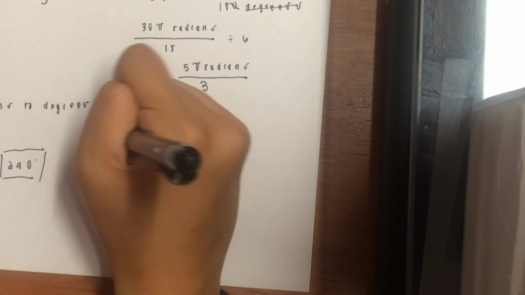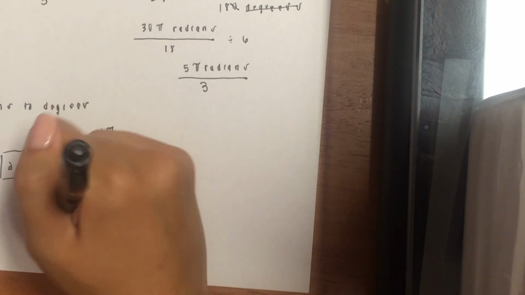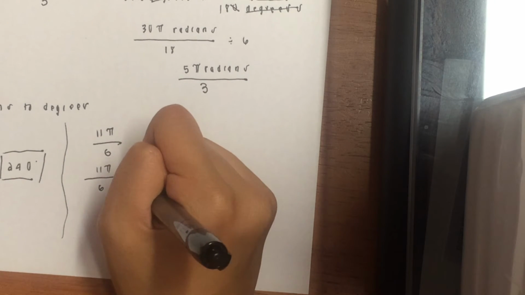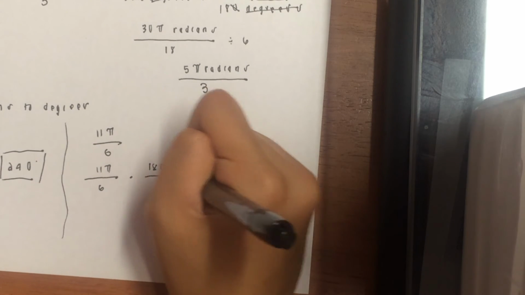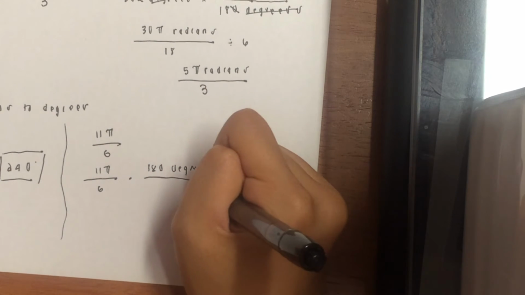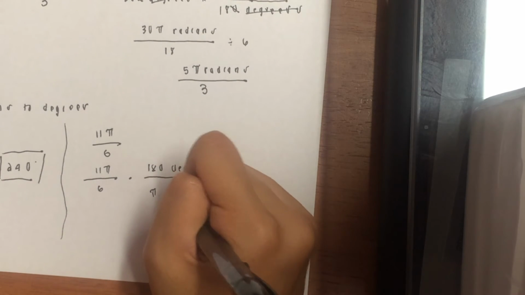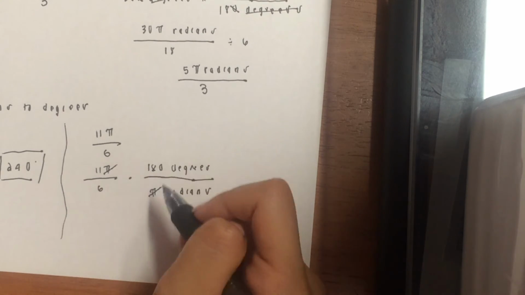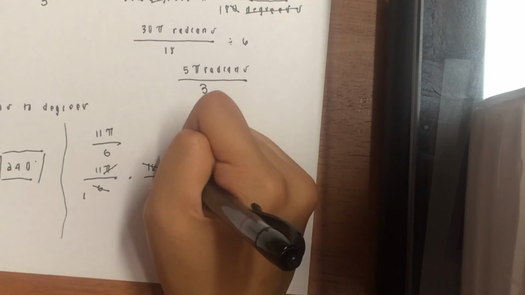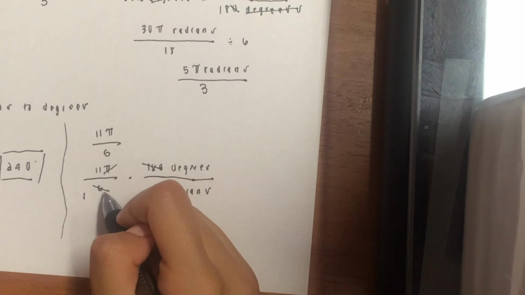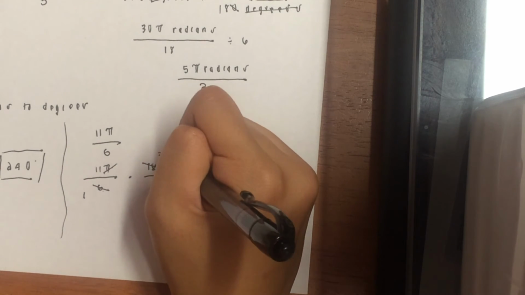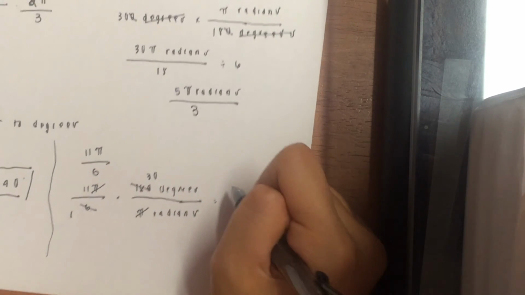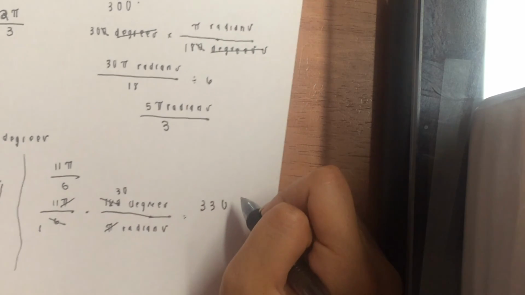Our last example is converting 11 pi over 6. We would take 11 pi over 6 times 180 degrees over pi radians. The pi would then cancel out, and we could simplify 180 by dividing it by 6, like the denominator of 11 pi over 6. We would then multiply across, leaving us with 330 degrees.